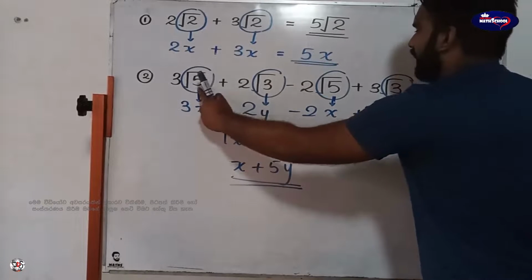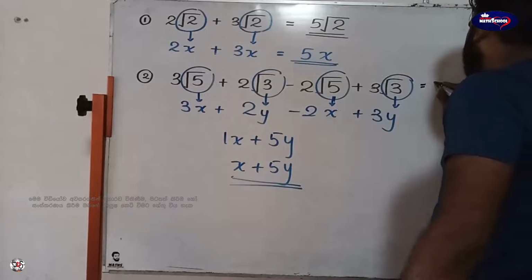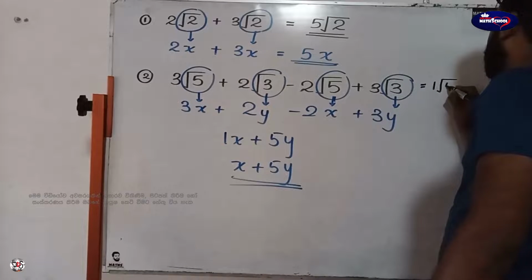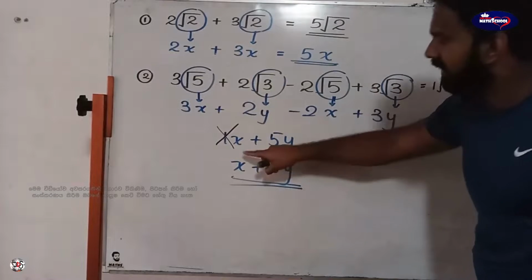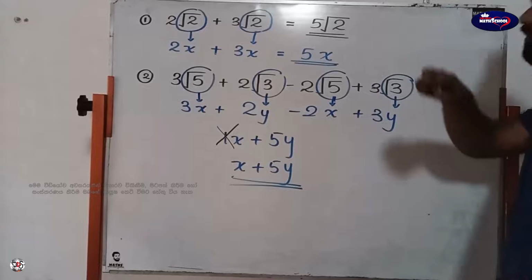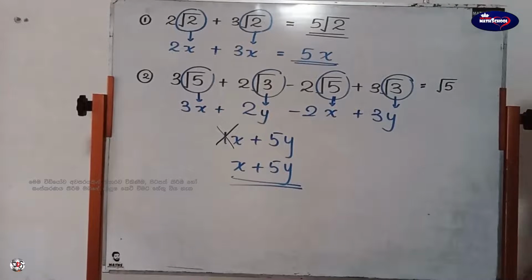That means one set of square root of 5s. So we are not going to write it like this, useless of multiplying with 1. We are just writing it as x. So write it down as square root of 5.